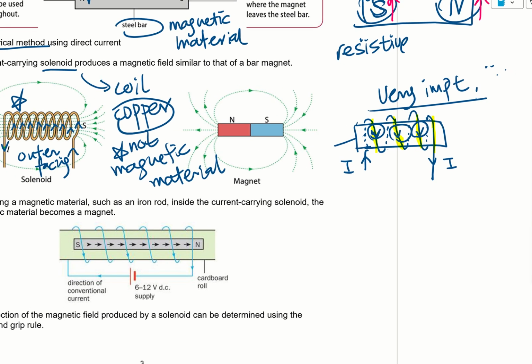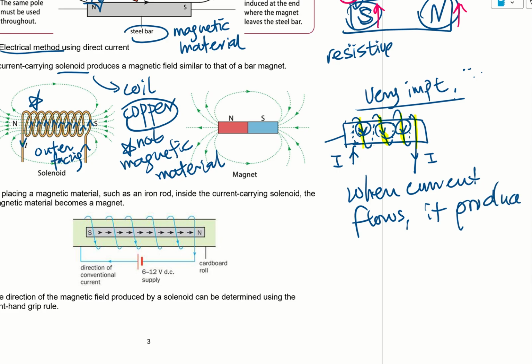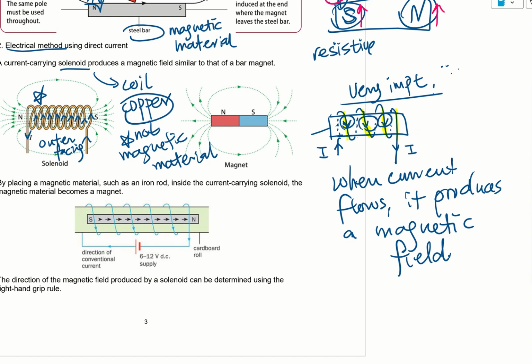So this is electromagnetism. When current flows, it produces a magnetic field. So this is what you need to know. Besides a magnet having a magnetic field, a current when it flows will also produce a magnetic field. This is the relationship of electromagnetism.